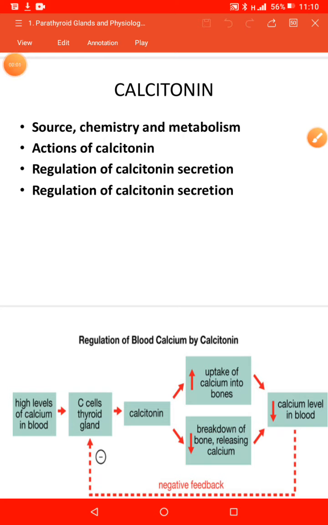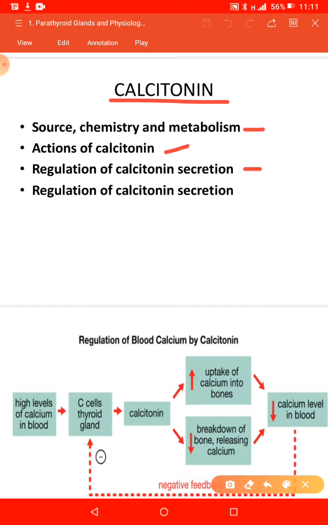Let's continue with where we ended. We looked at parathyroid hormone. So let's look at another hormone called calcitonin. Under this, we'll look at the source, chemistry and metabolism, the action of calcitonin, how it is regulated and secreted. Okay.